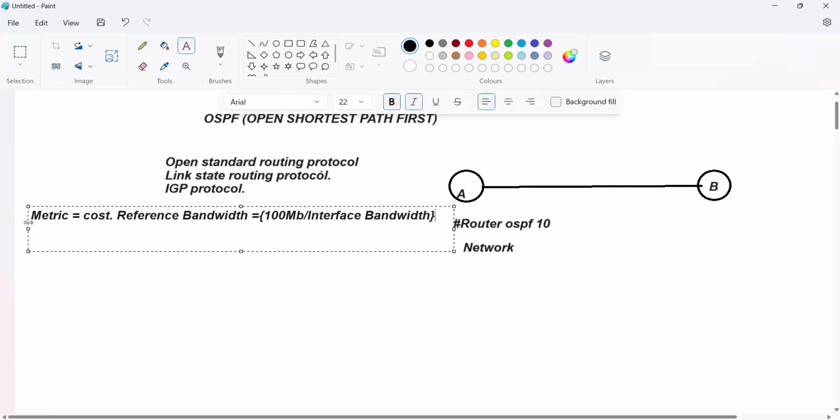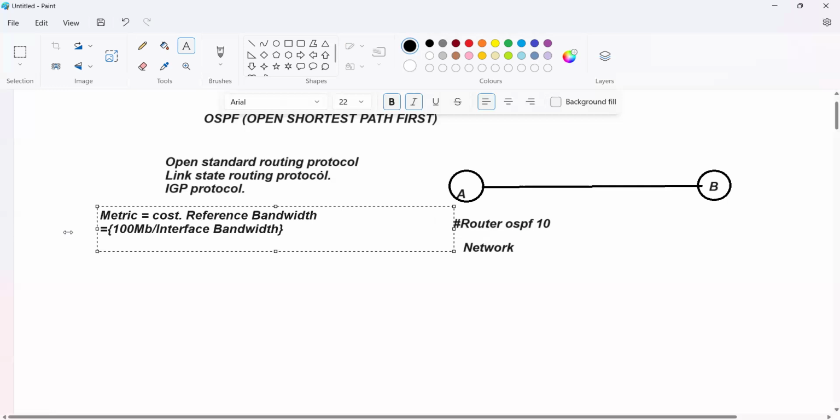and we have another protocol, EIGRP, which uses K values as a metric.